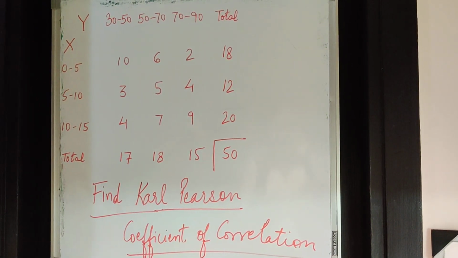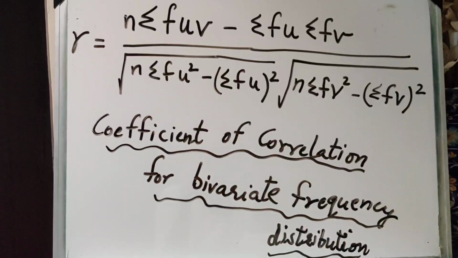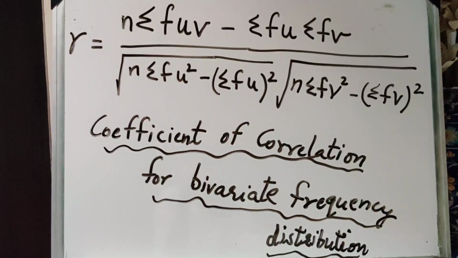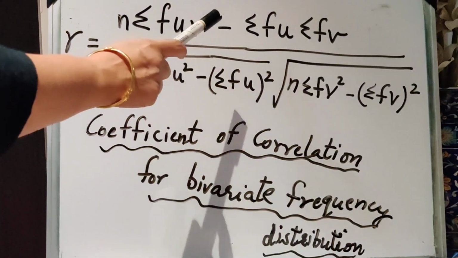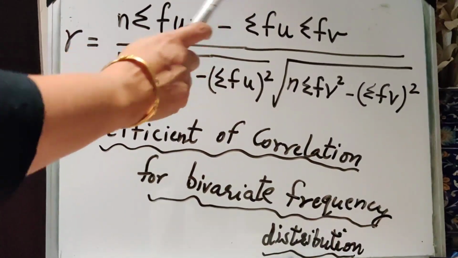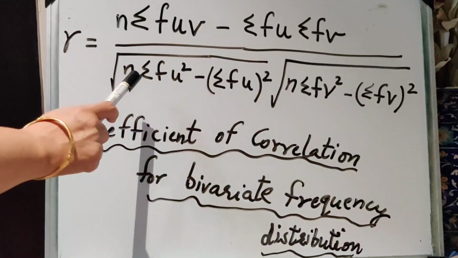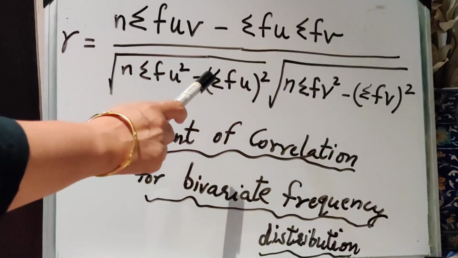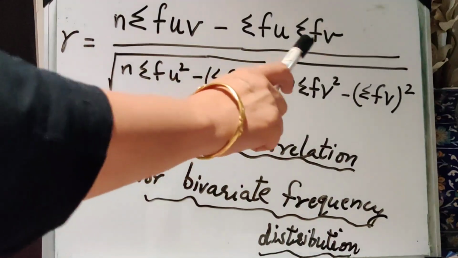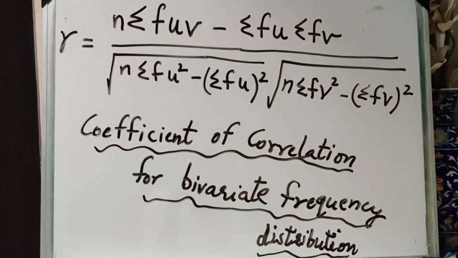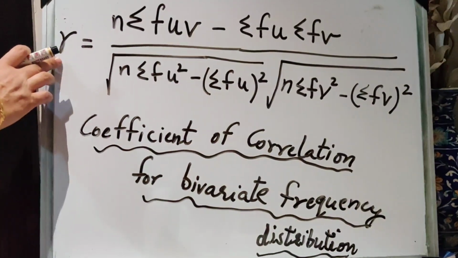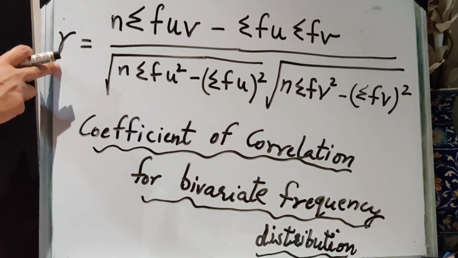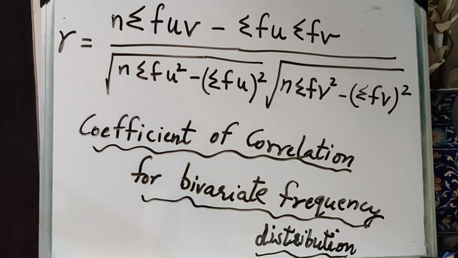of correlation. The coefficient of correlation shall be determined by using this formula: n sigma FUV minus sigma FU sigma FV divided by under root n sigma FU square minus sigma FU whole square and under root n sigma FV square minus sigma FV whole square, and this is represented by R. So coefficient of correlation, Karl Pearson's coefficient of correlation is represented by R.